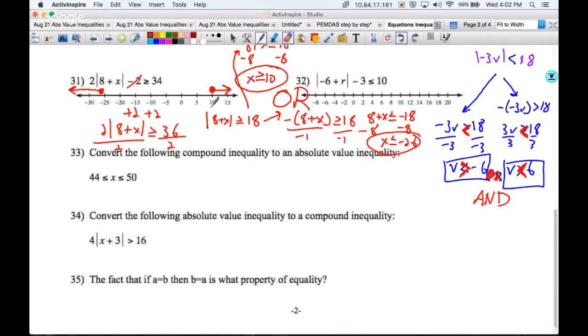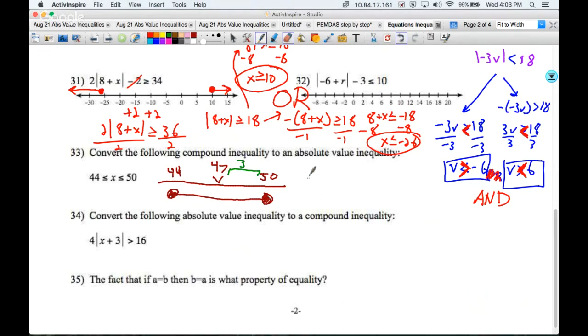Convert the following compound inequality to an absolute value inequality. So what we need is the midpoint halfway between 44 and 50, and we need the tolerance. So let me just put that on a number line real quick. 44, 50. We've got a line segment in between. The endpoints are closed. Halfway in between 44 and 50, let's see, that's a distance of 6, so it would be 47. That way we're 3 above and 3 below that. All right, so 47 is our midpoint, and we've got a tolerance of 3.